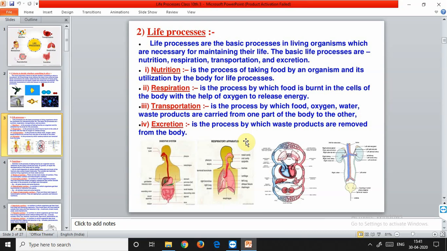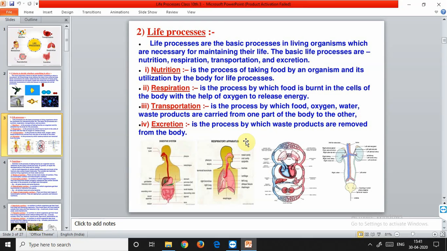Then we learned the definition of respiration. That was the process by which food is burned in the cells of the body with the help of oxygen. But the term oxygen cannot be used everywhere in the definition of respiration, as oxygen is only used in aerobic respiration, and respiration is of two types. I told you in the previous class, anaerobic and aerobic. So anaerobic is the respiration that does not involve any oxygen. It takes place without the involvement of oxygen.